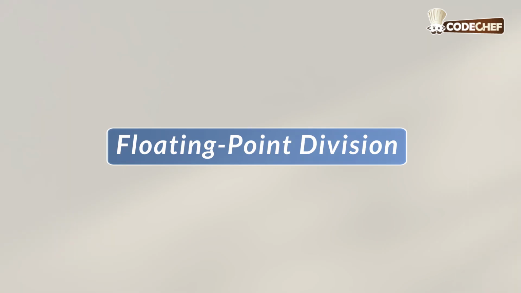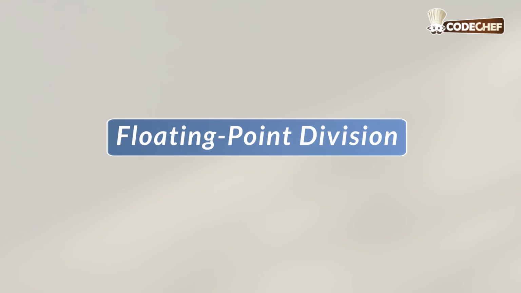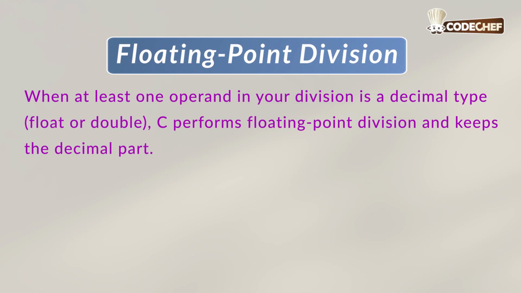Now let's look at floating point division. When at least one operand in your division is a decimal type, float or double, C performs floating point division and keeps the decimal part. For example, 17.0 divided by 4 would give you 4.25, not 4.